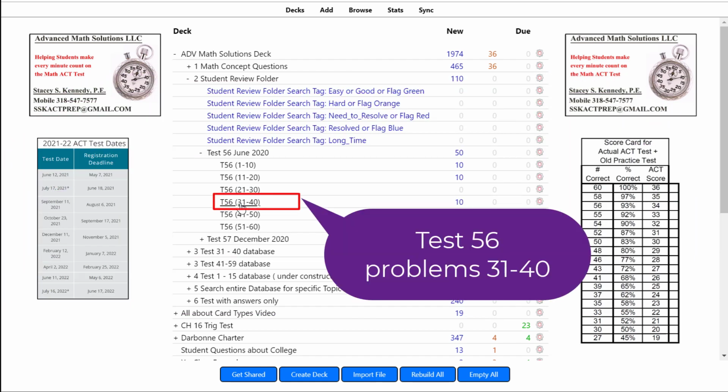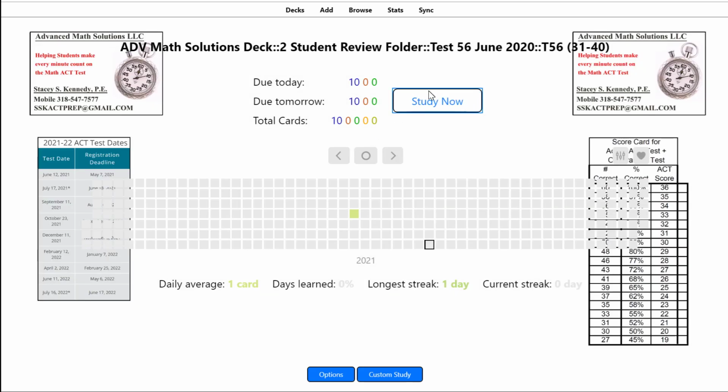I'll be using Anki software. We open it up, click 31 through 40, hit study now.